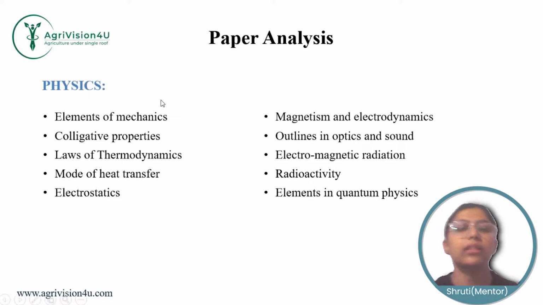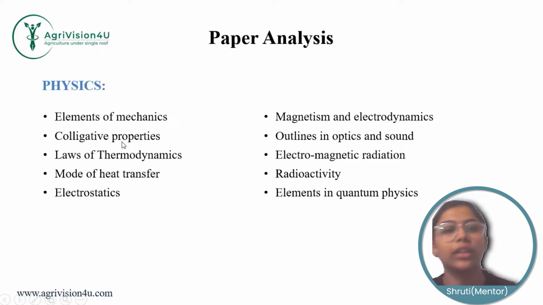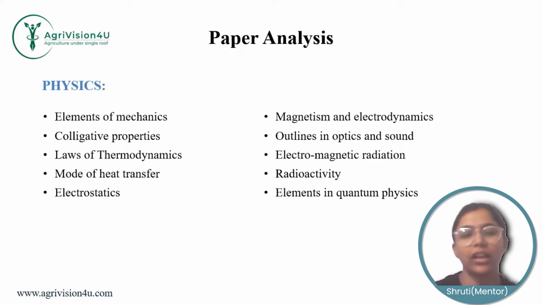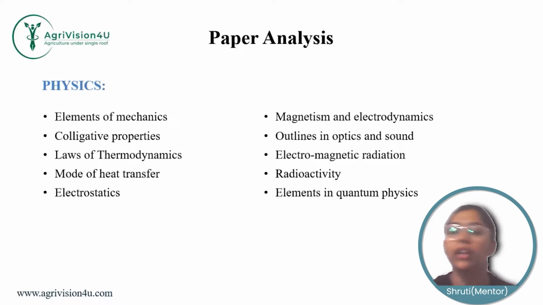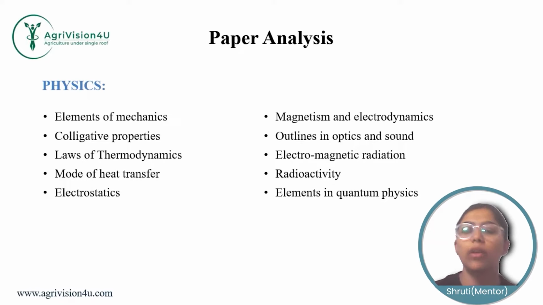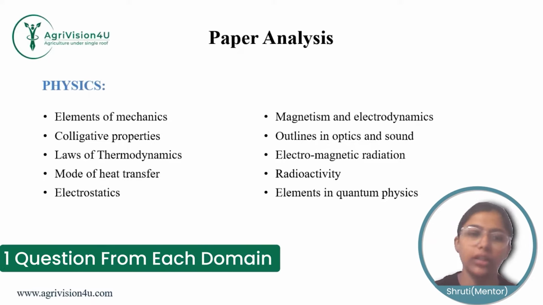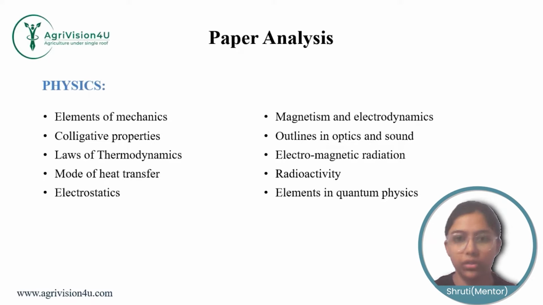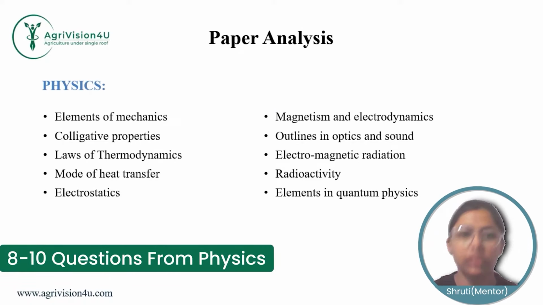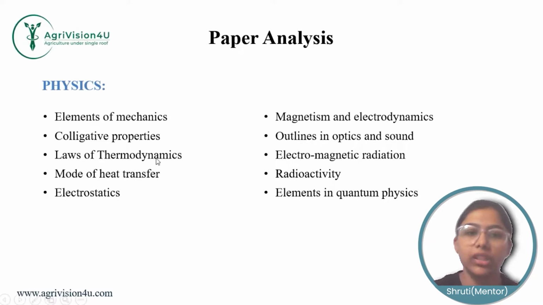As I told you, elements of mechanics had the average velocity question. There were also radioactivity questions, and the type of rays was asked. Again, optics, magnetism, and electrodynamics. From all these domains we saw only one question each. Around 6 to 7 questions are memory based, and we have revised them, but around 8 to 10 questions came from physics.